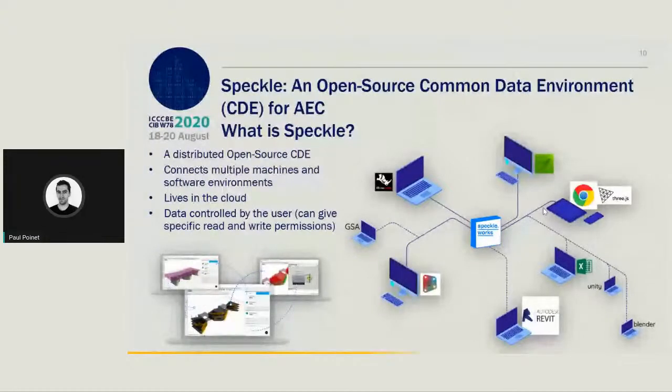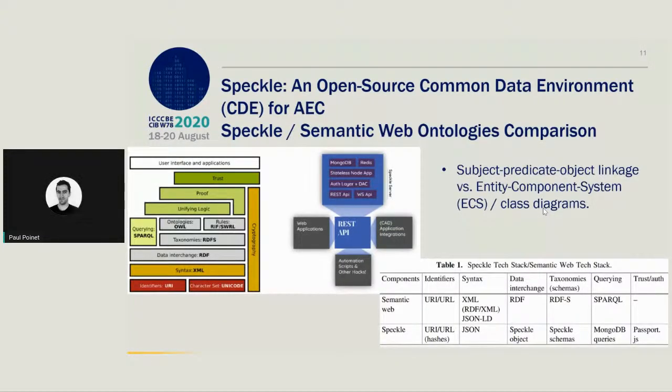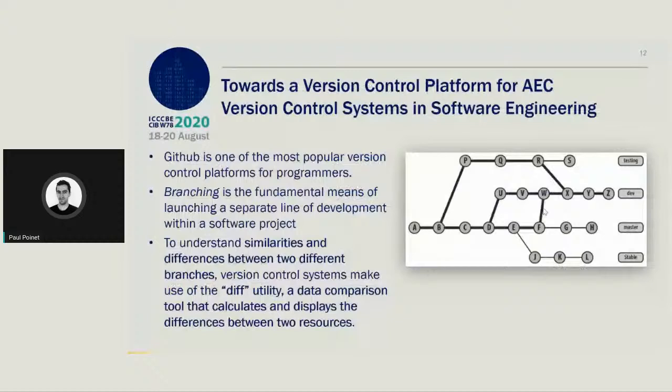So here now I introduce Speckle, which is an open source CDE, which connects multiple machines and software environments. It also lives in the cloud, and the data is controlled by the user who can actually give specific read and write permissions to other users that share the same data. Here's a slide comparing the REST API from Speckle with the semantic web ontology. So you have both URI and URL. You also have a specific syntax, XML or JSON-LD for the semantic web, or just JSON for Speckle.